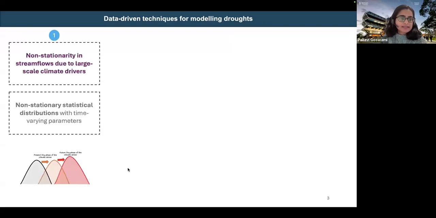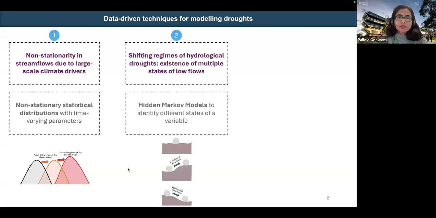The first one is about how we can use non-stationary statistical models to understand dependencies of droughts with large-scale climate drivers. The second segment is focused on the use of hidden Markov models, which helps us to identify different state variables, the state changes in a particular variable of interest, which in my case is stream flows, because I look a lot at stream flows and how they are changing. So the second segment is basically understanding how regime shifts take place during droughts using hidden Markov models.